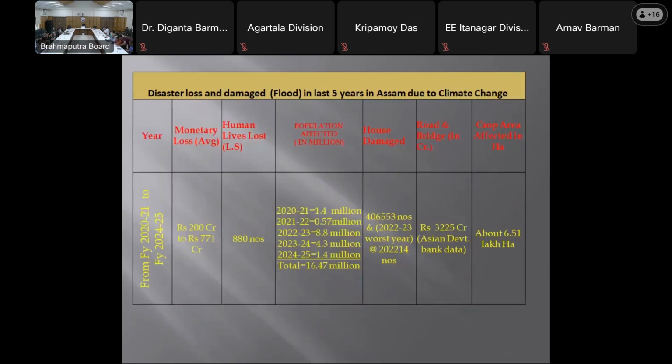Next. Now, some disaster loss and damage from floods in the last 5 years in Assam due to climate change.